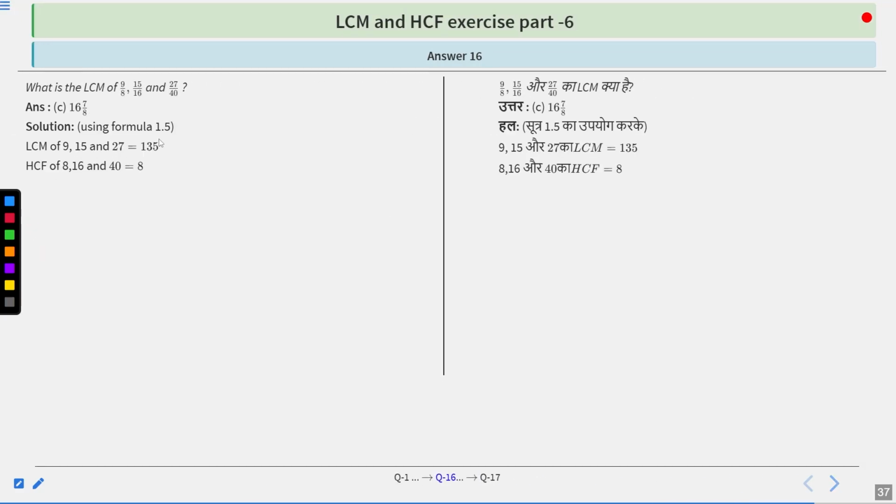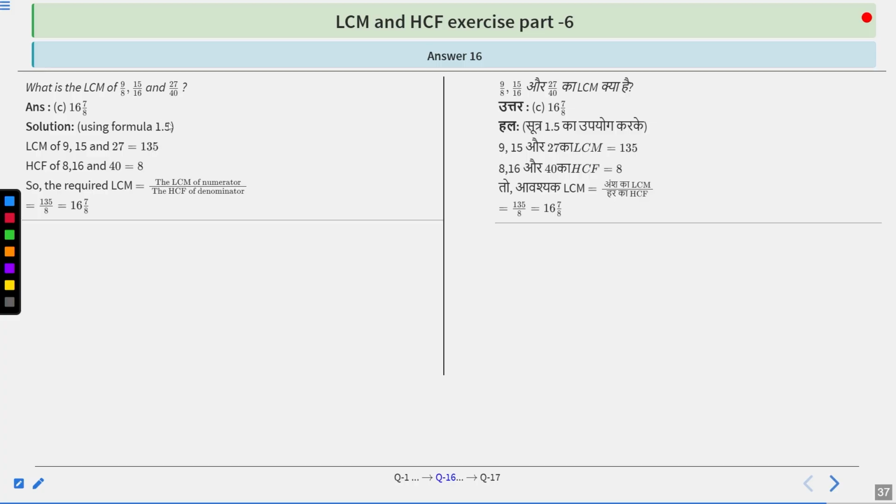Now, using formula 1.5, we know that LCM of fractions is equal to LCM of numerator upon HCF of denominator. So here numerators are 9, 15 and 27. So LCM of 9, 15 and 27 is 135, and HCF of denominators, that is 8, 16 and 40, is 8. So according to formula 1.5, required LCM is equal to LCM of numerator upon HCF of denominator, that is equal to 135 upon 8, and 135 upon 8 can be written as 16 integer 7 upon 8. Option number C is the correct answer.